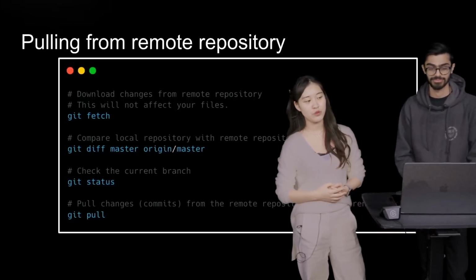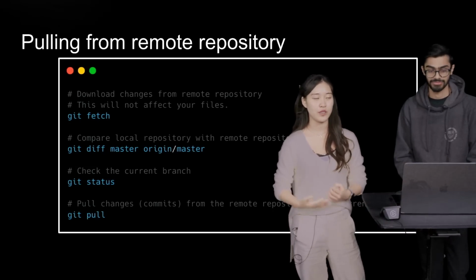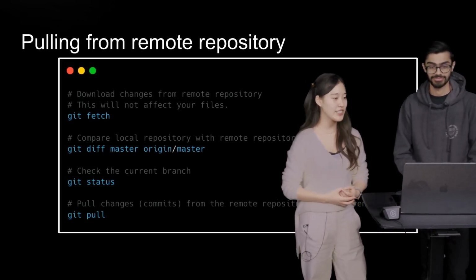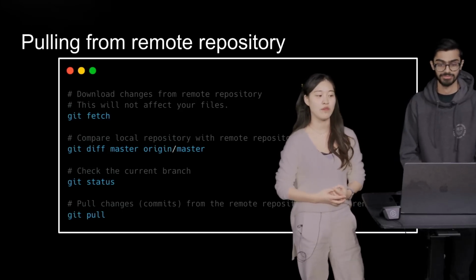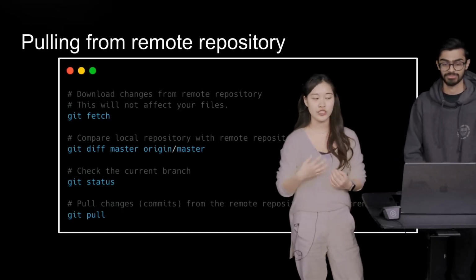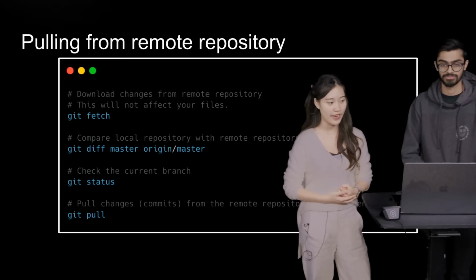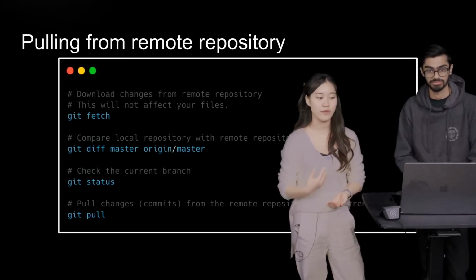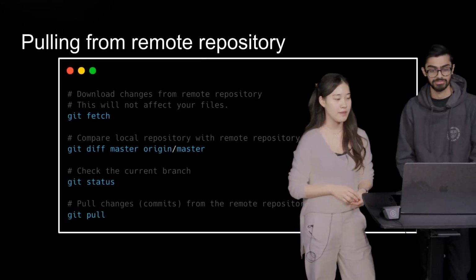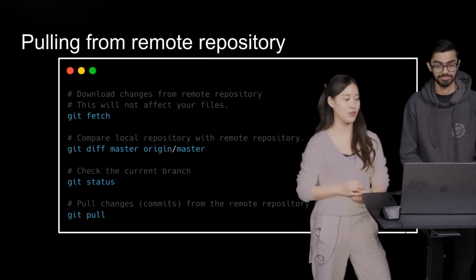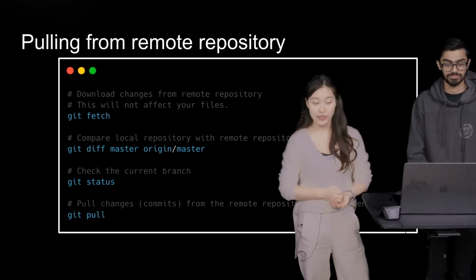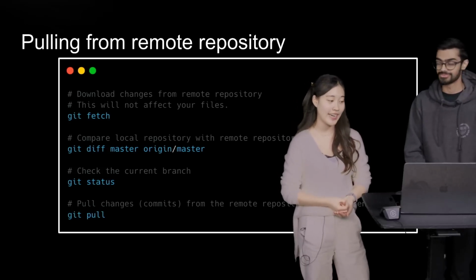Let's look at how you would pull from the remote repository and how you would call that in the terminal. So you have the command git fetch, and essentially this will download any changes in the remote repository. Just note that this will not affect any of your files. You can also compare your local repository with the remote repository by using the command git diff master origin/master. You can also check the status of your current branch by just entering git status.